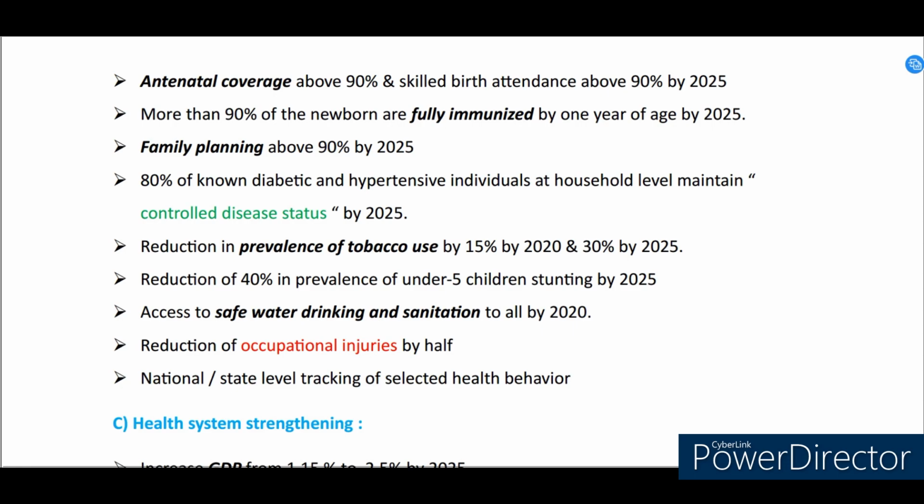Reduction in prevalence of tobacco use by 15% by 2020 and 30% by 2025. Reduction of 40% in prevalence of under 5 children stunting by 2025. Access to safe drinking water and sanitation to all by 2020 under Swachh Bharat Mission. Reduction of occupational injuries by half.